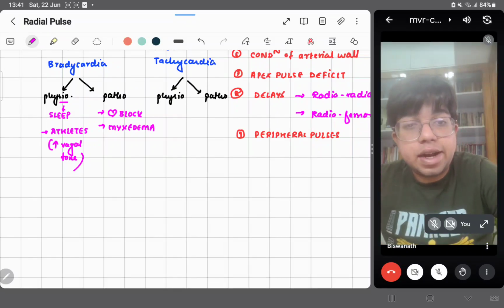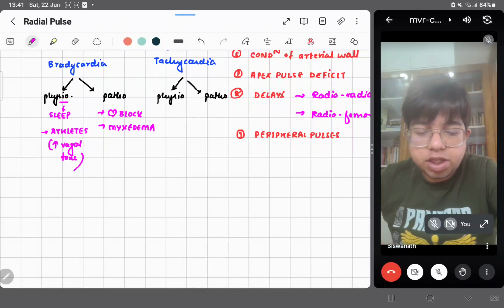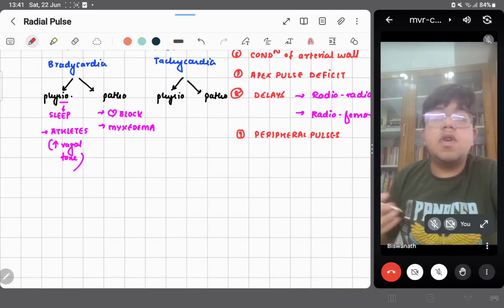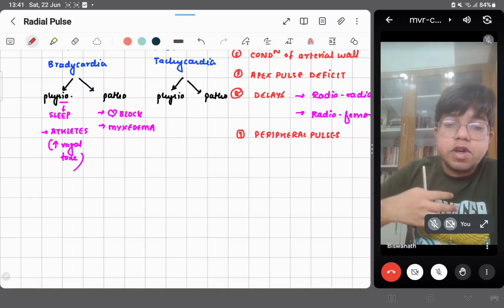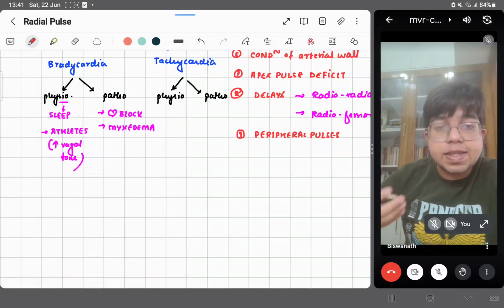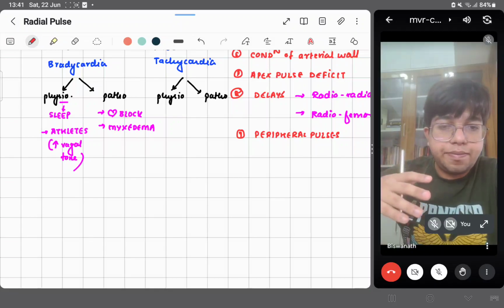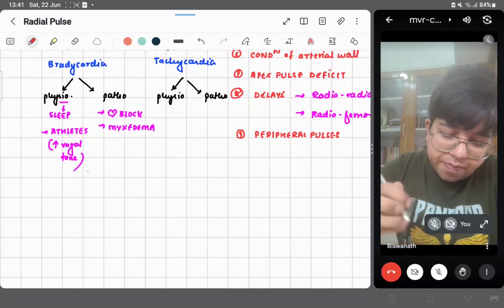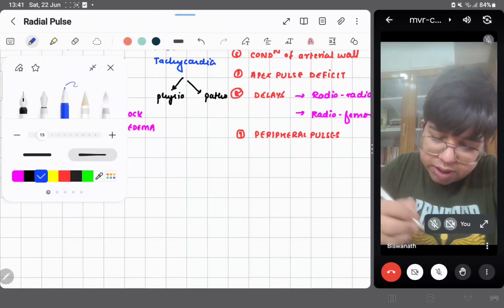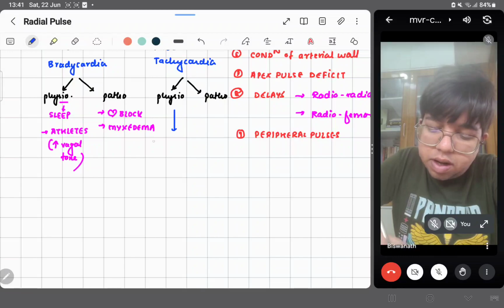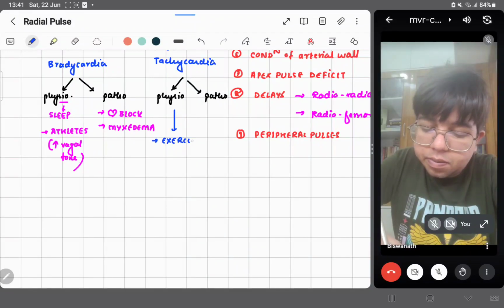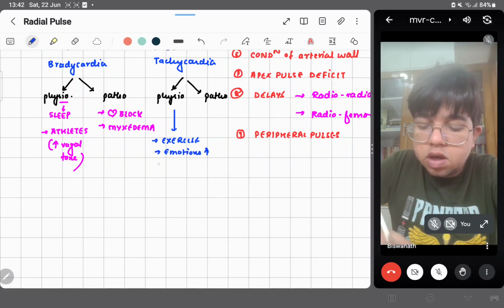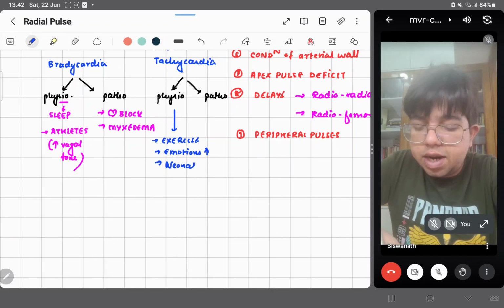These are tachycardia: physiological tachycardia and pathological tachycardia. What are the conditions? In physiological tachycardia, just think of the conditions in which the heart rate increases. Of course, when you get more excited, when you exercise, in newborns. Many conditions are there. So you can just write three: exercise, emotions, or neonates.